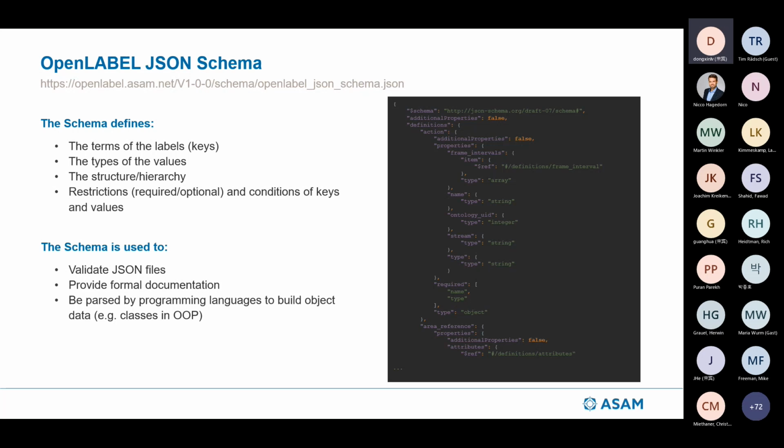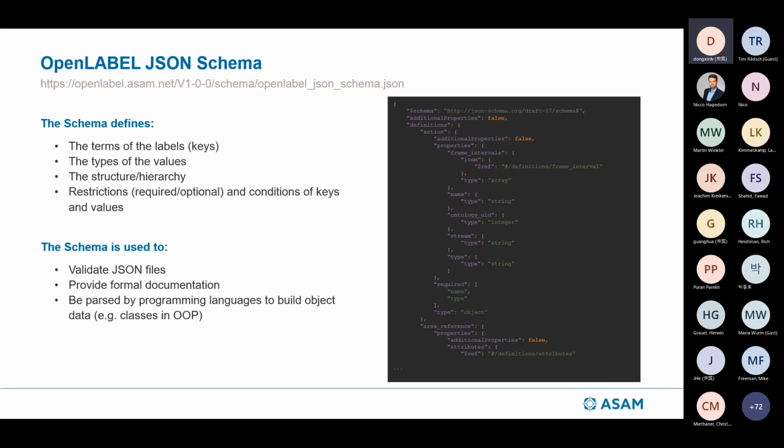That means that, for instance, we can define whether a particular term is required or optional, or we can also define, thanks to the capabilities of the JSON schema language, whether there are some options we can choose, for instance, within an enumeration of a number of types.